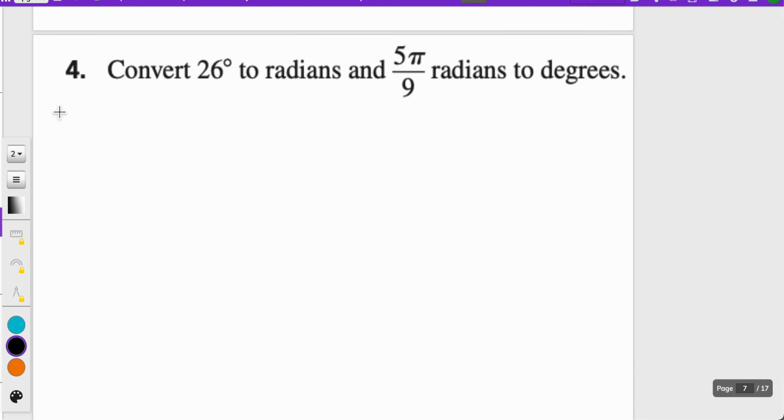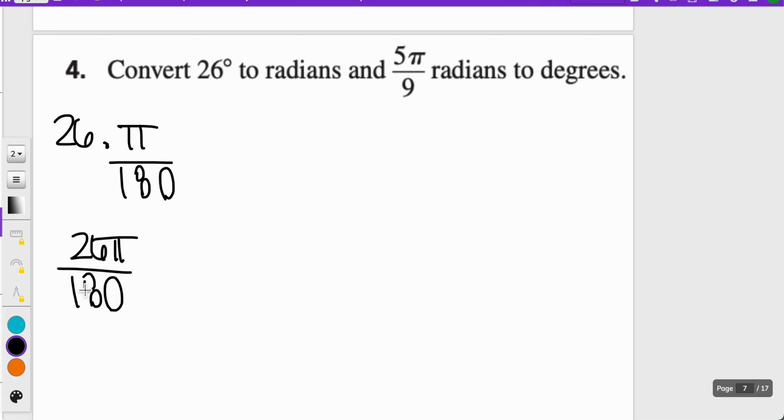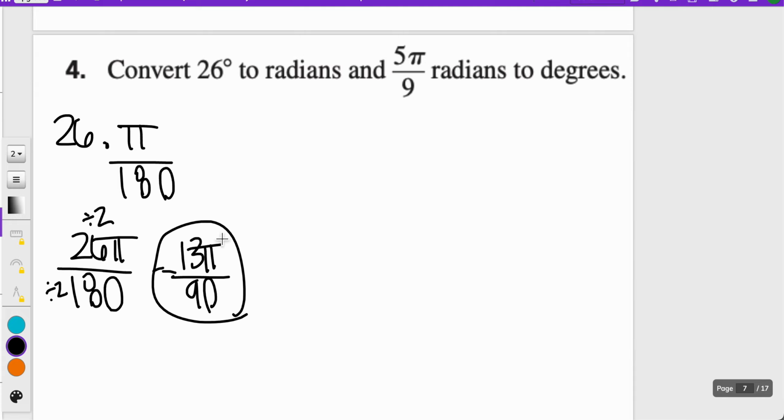Converting radians and degrees, so if we start with degrees, 26 degrees, we're going to times that by pi over 180. So I get 26 pi over 180, but I want to make sure I simplify that well. So I'm just going to divide both 26 and 180 by 2 to see what I get here, and I get 13 pi over 90, and that is in simplest form.